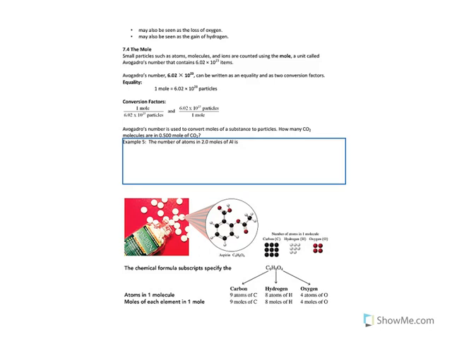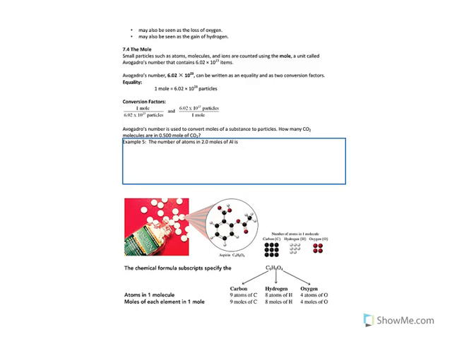We are going to start by talking about a way to count small particles such as atoms, molecules, and ions. We use a number that we call the mole. Please don't be scared by the mole. It is just a name for a number, just in the same way that the word dozen is a name for the number 12. Right? If you go to the store and ask for a dozen donuts, you're asking for 12 donuts.